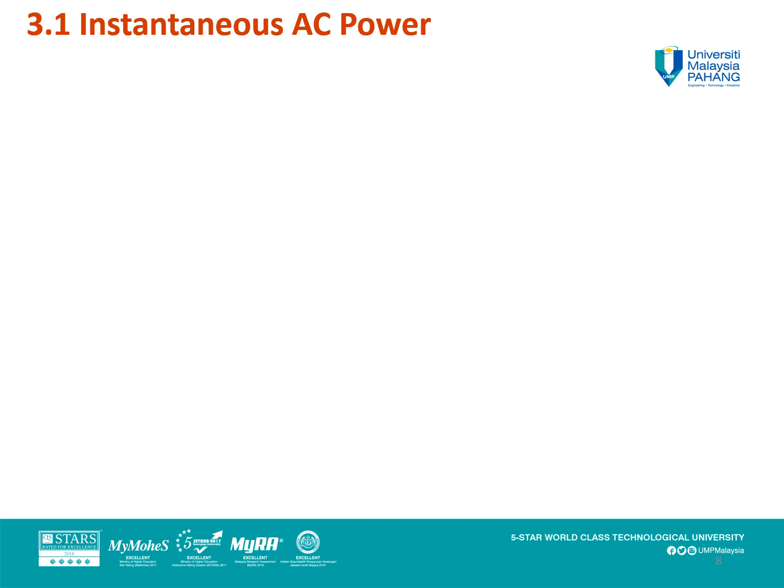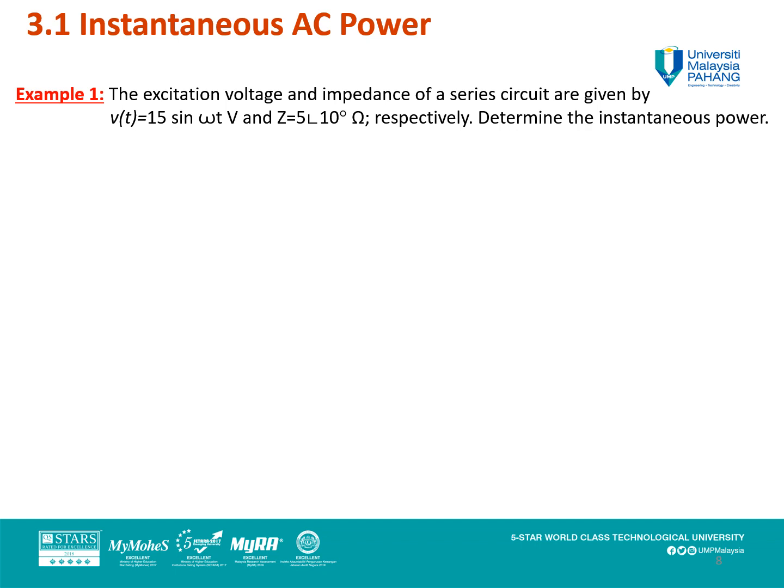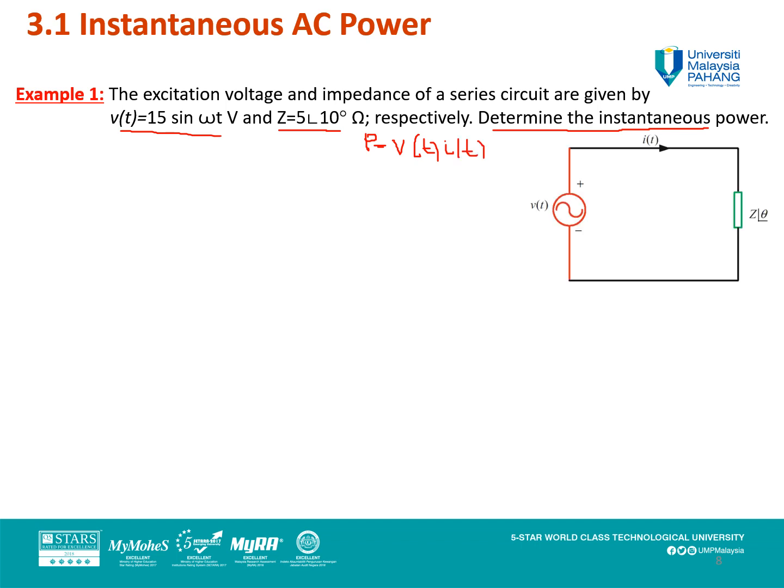Okay, students. I give you one example of instantaneous AC power. Example 1. The excitation voltage and impedance of a series circuit are given by v(t) = 15 sin ωt, and the impedance is Z = 5 angle 10 degrees. Determine the instantaneous power. So p equals v(t) multiplied by i(t). The simple circuit you can draw here is like this.